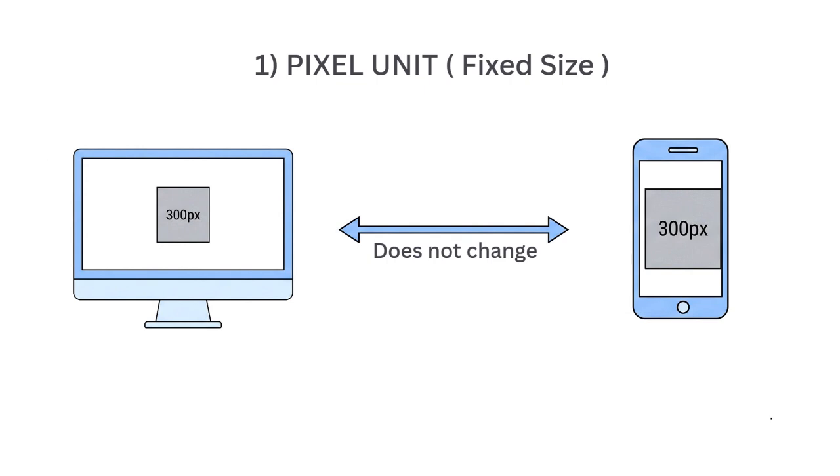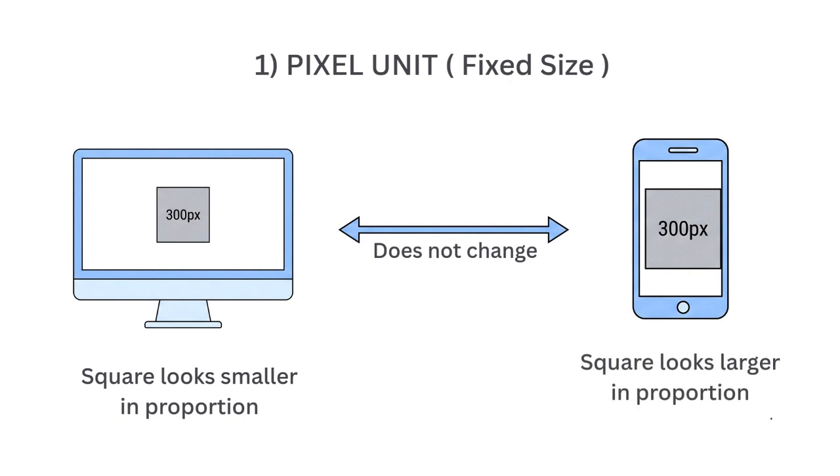Let's start with pixels. Pixels are a fixed unit. On a desktop screen, the box looks smaller because there's plenty of space. But on a mobile phone, the exact same 300 pixel box looks much larger because the screen itself is much smaller. The size hasn't changed, only the available screen space has. That's why px is called a fixed unit. However, for responsive layouts, using only pixels isn't always the best choice, because they don't automatically adapt to different screen sizes.